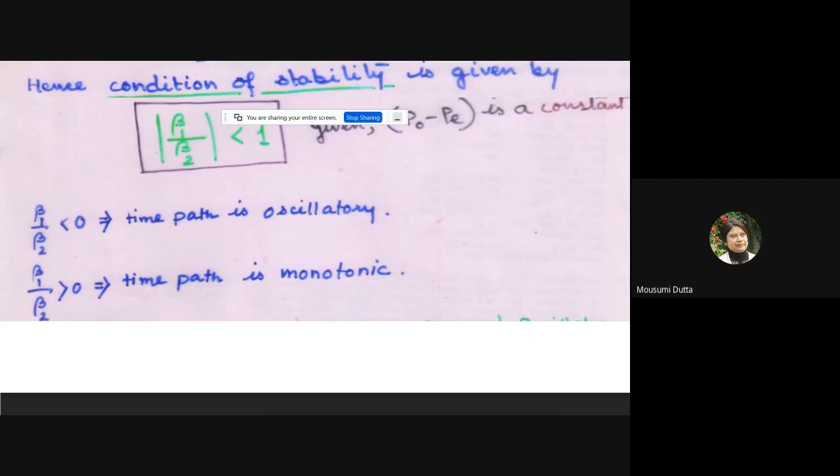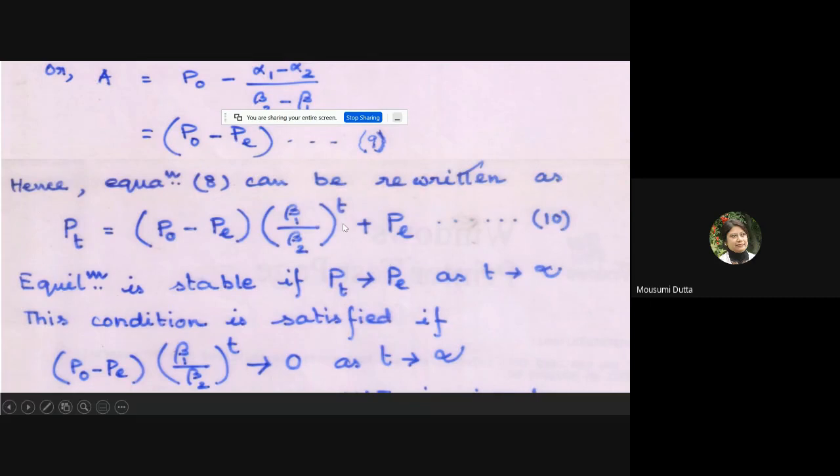Another thing we want to know is what the nature of the time path will be, whether it will be monotonic or oscillatory. If the ratio beta 1 by beta 2 is less than 0, the time path will be oscillatory. If we go back to equation number 10, if this term is negative, then for even values of t this value will be positive, and for odd values of t this entire value will be negative. For even, positive; for odd, negative.